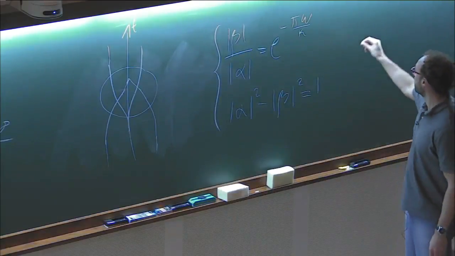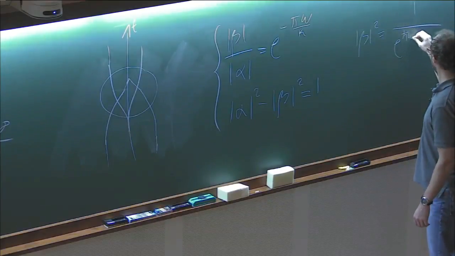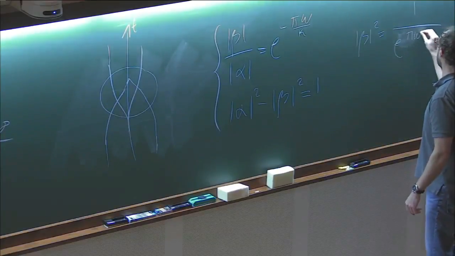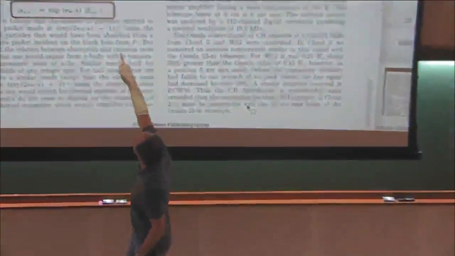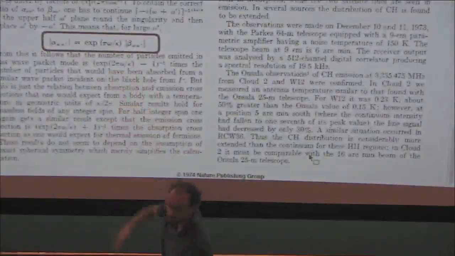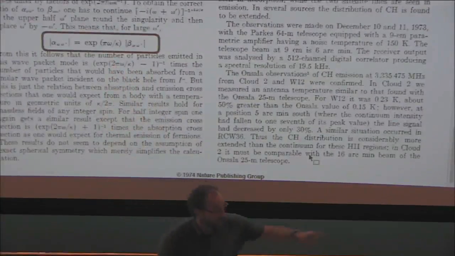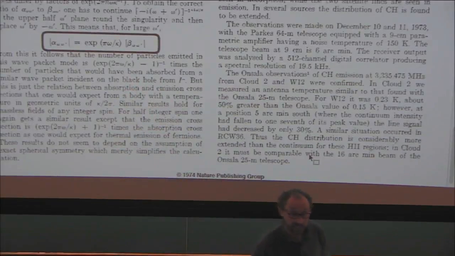And if you do, what you find is that your beta squared is given by, well, that's not how he writes it actually, it's 1 over e to the pi omega over kappa minus 1. It's exactly what you've got. There you go, it's written here. If you find this a bit mysterious, all he's done is plug that relation into alpha squared minus beta squared equals 1. And so your photon number is 1 over e to the pi omega divided by kappa, minus 1.